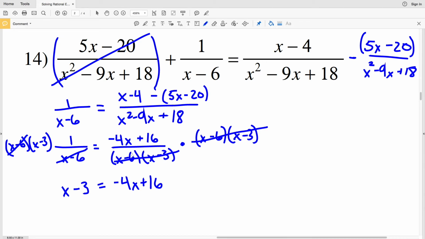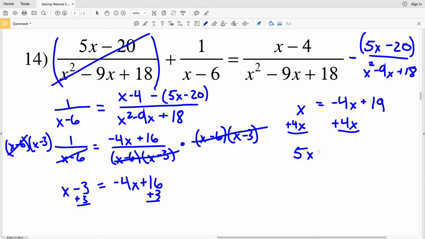Now I'm going to combine like terms. I'm going to add a 3 to both sides to get that x equals negative 4x plus 19. And then I'm going to add a 4x to both sides to get that 5x equals 19. Dividing both sides by 5, we'll isolate that x, and I'll have x equal to 19 fifths. So 19 fifths is the solution for number 14.